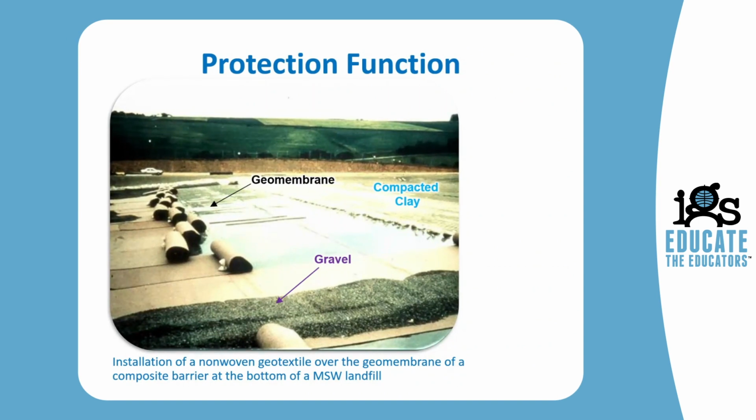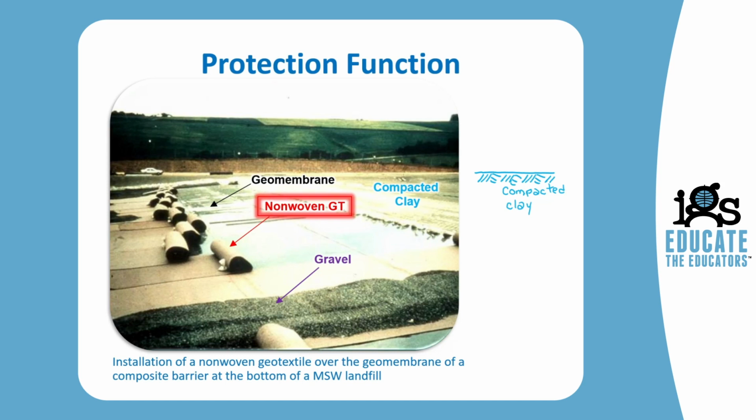An example in a waste containment facility, here we have a compacted clay liner, on top of which we have a geomembrane, and on top of the geomembrane, we need a drainage layer, in this case a gravel. But in order to protect the geomembrane from the gravel, we have a non-woven geotextile. Here's a cartoon to illustrate better what we see in this picture.